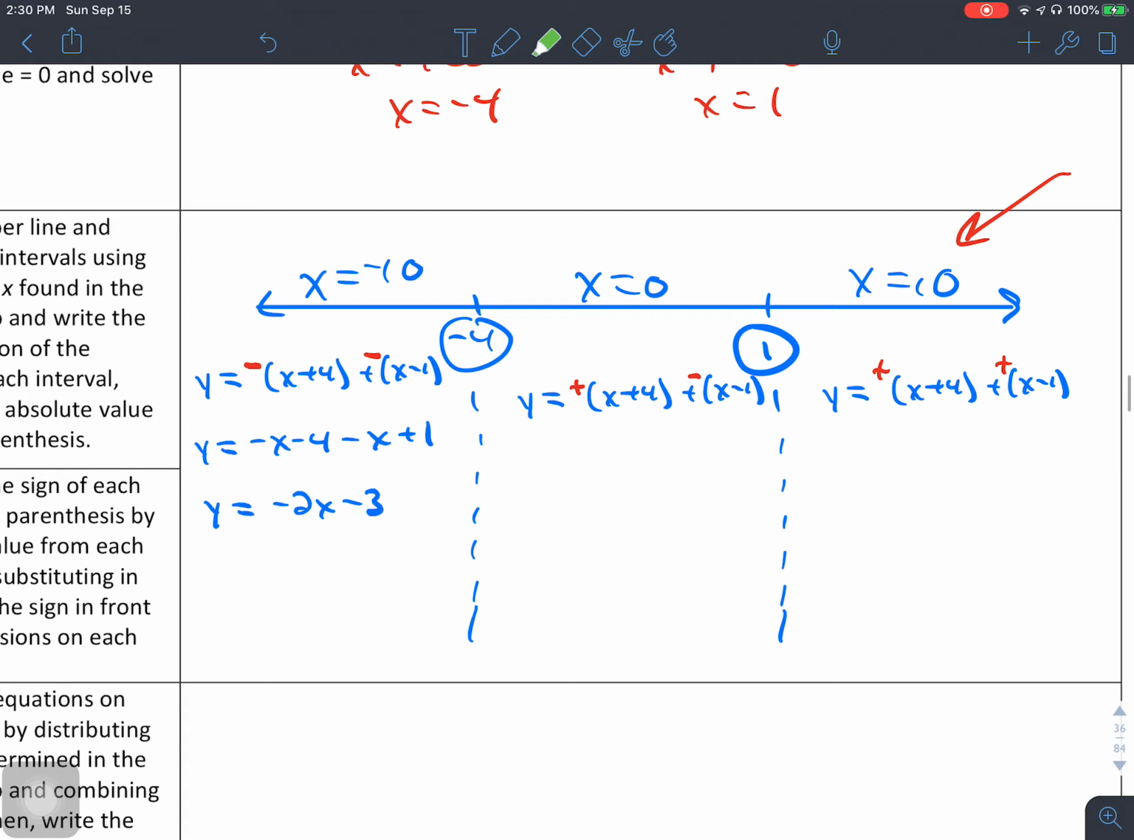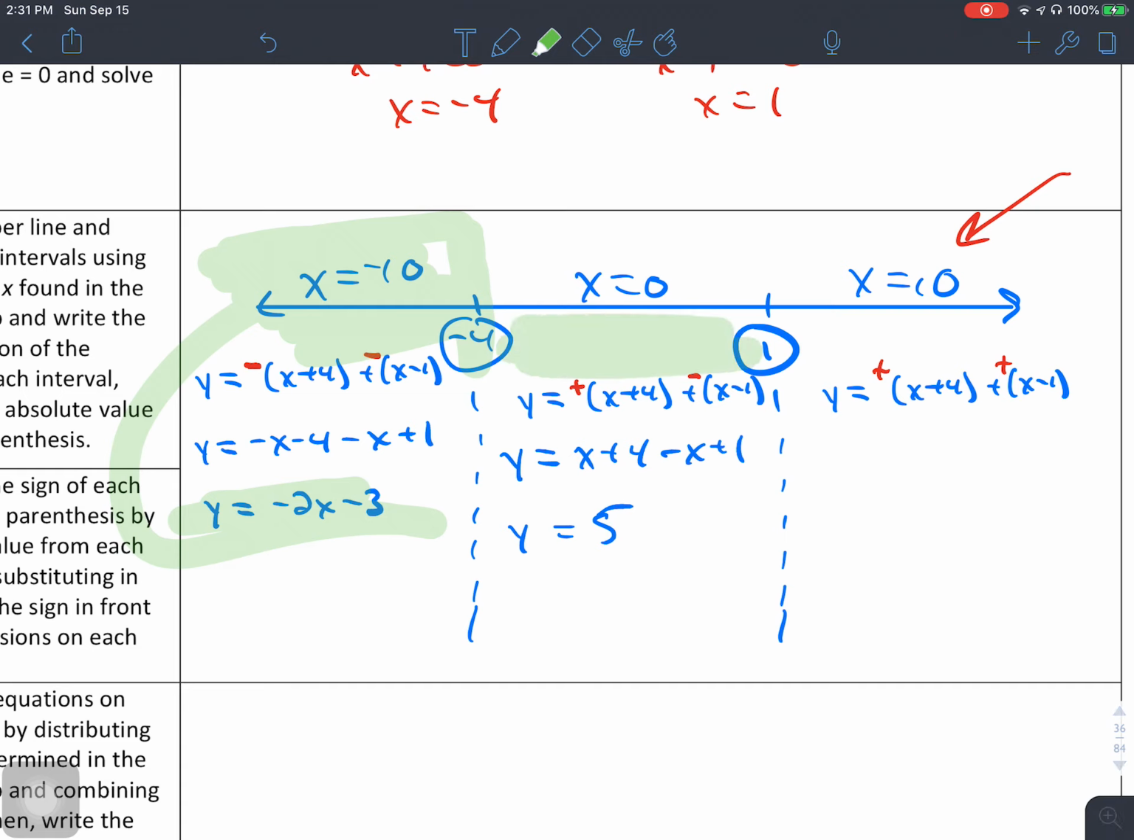What's that mean? Anytime x is less than -4, your equation is going to be y equals -2x minus 3. This next one, if you put 0 in, distribute the plus sign. We're going to get x plus 4. Distribute this minus sign, we're going to get minus x plus 1. Combine like terms, your x's cancel, and you get y equals 5.